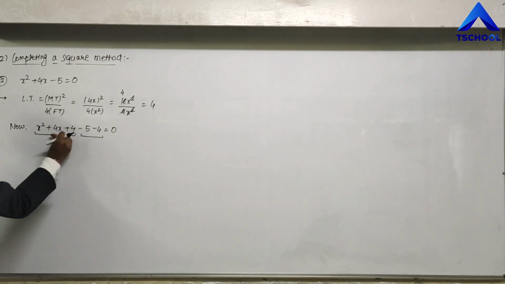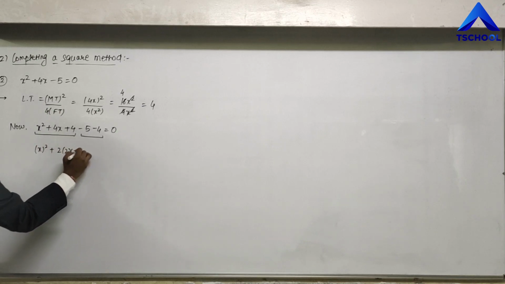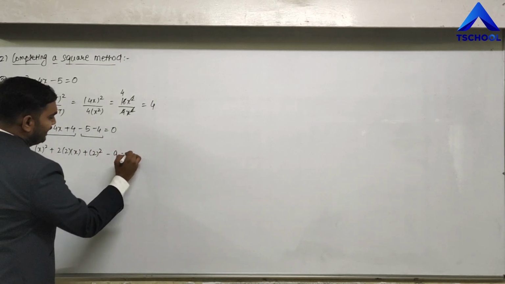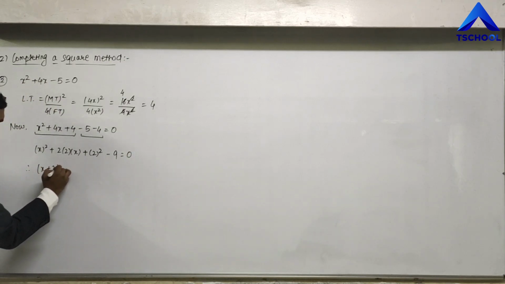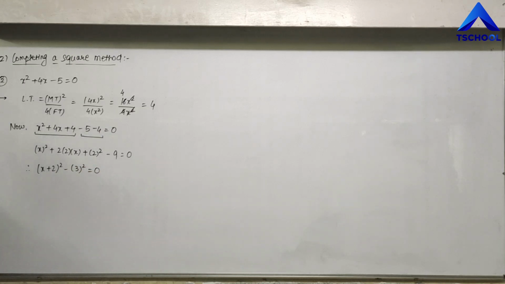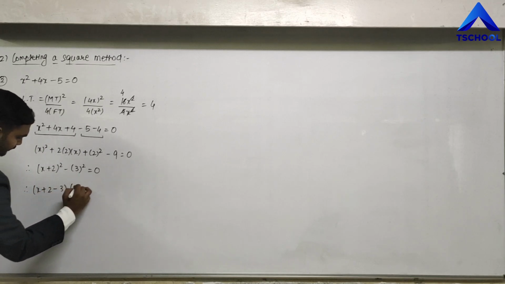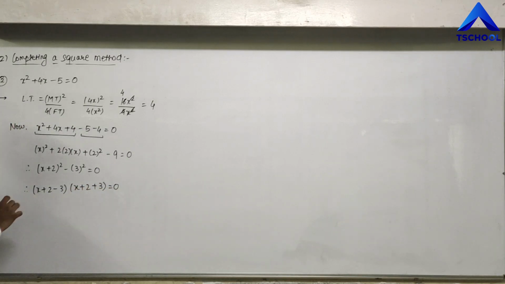Or you can also write it like x whole square plus 2 into 2 into x plus 2 whole square minus 9 equal to 0. So then again this becomes x plus 2 whole square minus 3 square is equal to 0, right? So this 9 is written as 3 square. Again we shall use that formula here, that is a minus b into a plus b is equal to 0.